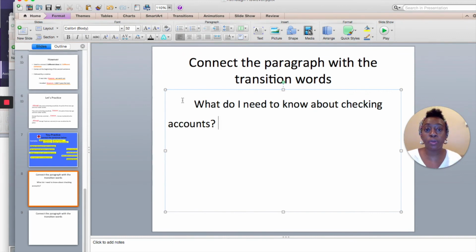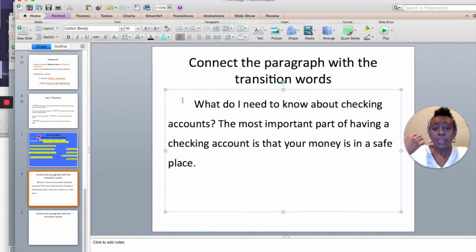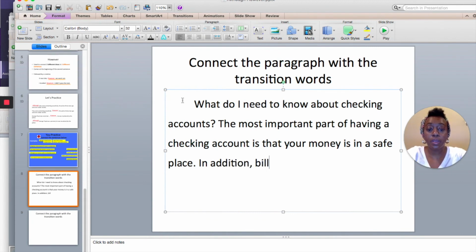I want to incorporate some more details in my second sentence. So money is in a safe place. So I could say something along the lines of, in addition, so I want to add additional details. In addition, bills can be paid online.